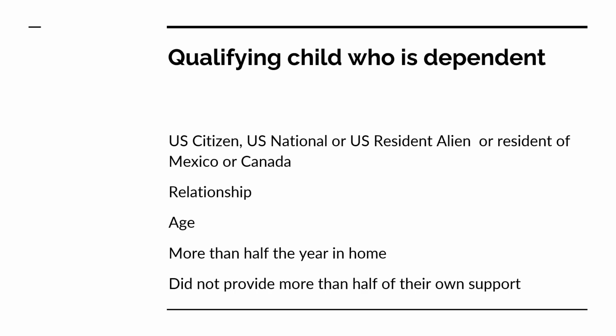We do want to remember that there are certain criteria for this classification. One is that the child needs to be a U.S. citizen, U.S. national, or U.S. resident alien, or a resident of Mexico or Canada. They have to also have the correct relationship to the taxpayer, be in certain age categories, live more than half the year in the home, and they must not have provided more than half of their own support.